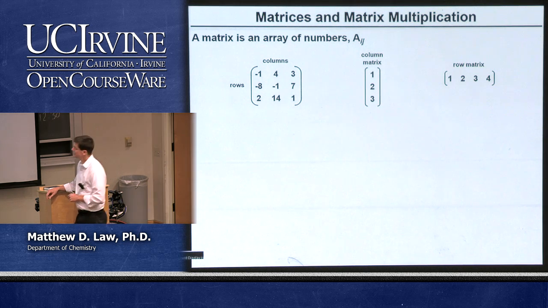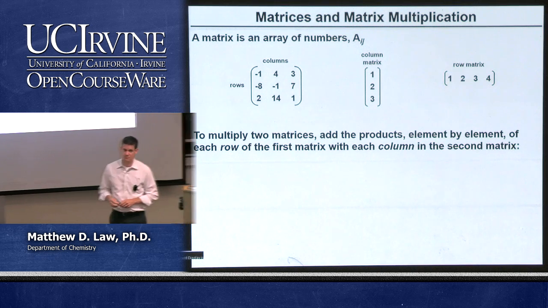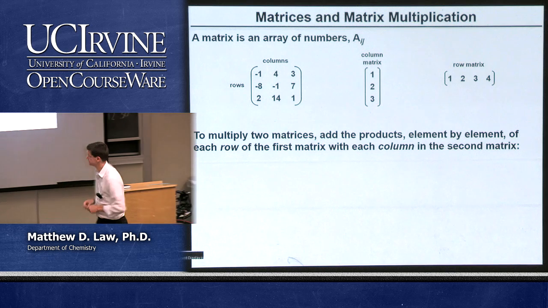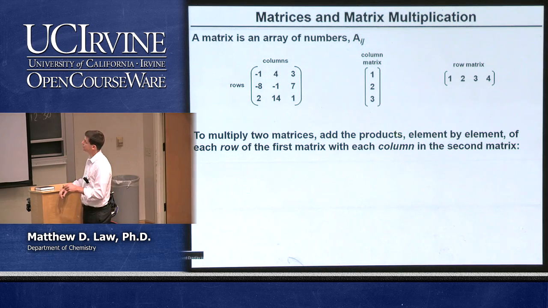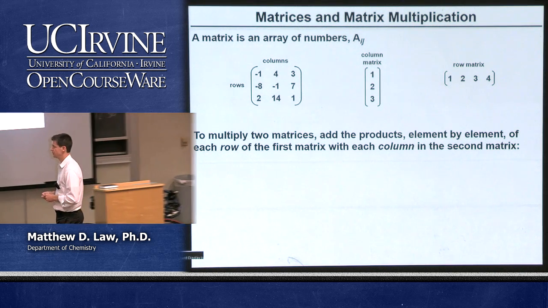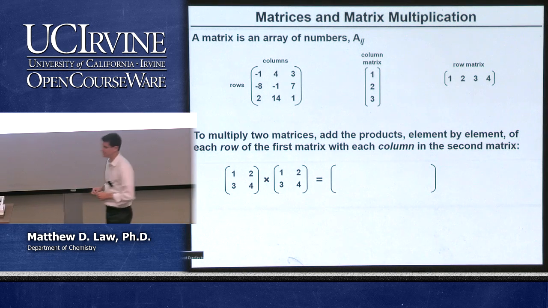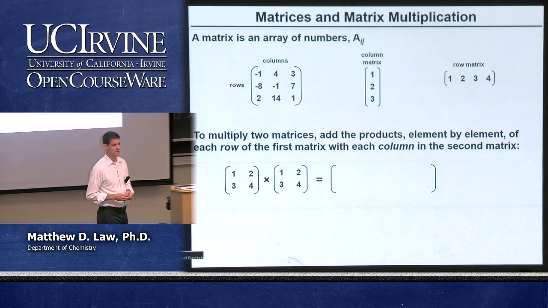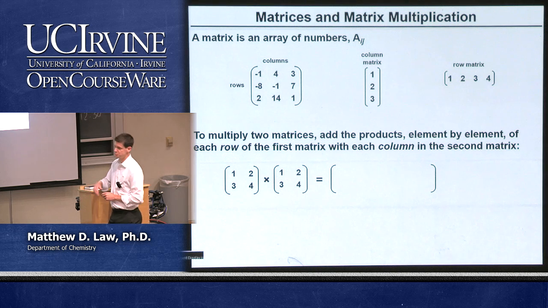Okay. When we talk about multiplying symmetry operations, we're talking about multiplying in terms of matrix multiplication. To multiply two matrices together, what we do is we add all of the products element by element of each row of the first matrix with each column in the second matrix. So it's row multiplied by column, adding up all of the different elements. So let's show how this is done by just a 2 by 2 matrix multiplication. Okay, so we're going to take this matrix, which is a 2 by 2, multiply it by this one, which is a 2 by 2.